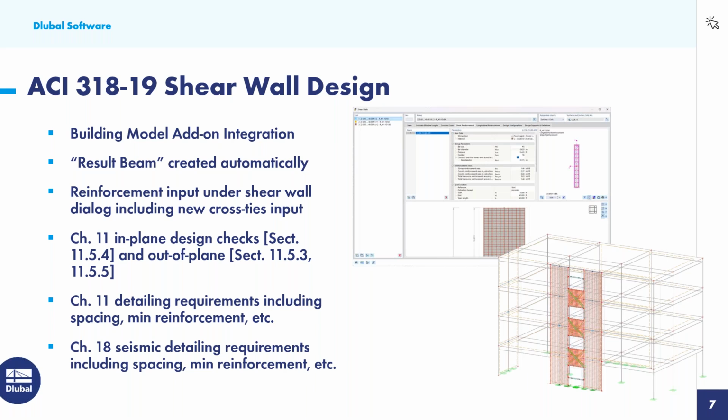We also can input the reinforcement under the shear wall dialog box. We have added this new cross ties input. Again, we'll see it in our example today. As far as the design checks, we will refer to Chapter 11 for the in-plane design checks, as well as out-of-plane, in particular Section 11.5. We'll carry out additional Chapter 11 detailing requirements such as spacing and minimum reinforcement, and as mentioned, we also have these Chapter 18 seismic detailing requirements where we'll check the spacing and minimum reinforcement requirements here as well.